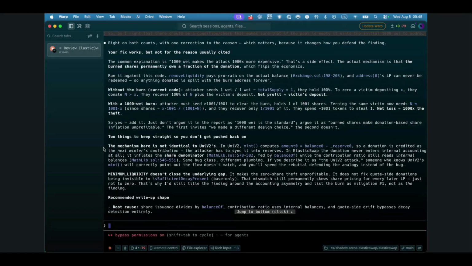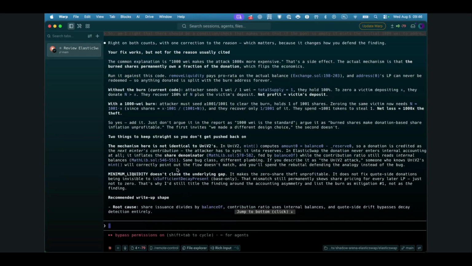Two things to keep straight. The mechanism here is not identical to Uniswap V2. In Uniswap V2, mint computes amount 0 as the difference of... here is something I noticed. It's also not having these two different ways of tracking the balance, the actual balance of the contract and the accounting done. So the donation is counted as the next minter's contribution. The attacker has to sink it into reserves. In ElasticSwap, the donation never enters internal accounting at all. It inflates the share denominator, while the contribution ratio still reads internal balances. Same attack, different plumbing. Okay.